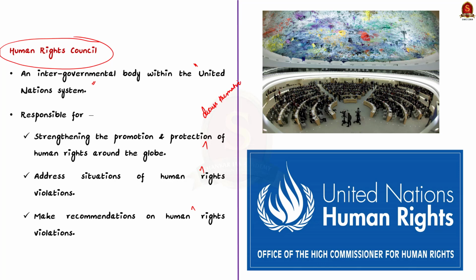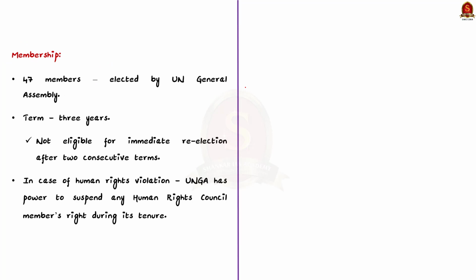Okay, now talking about the membership. UNHRC is made up of 47 members. The UNGA, or General Assembly, elects the 47 members. The members of the council serve for a period of 3 years and know that they are not eligible for immediate re-election after 2 consecutive terms.